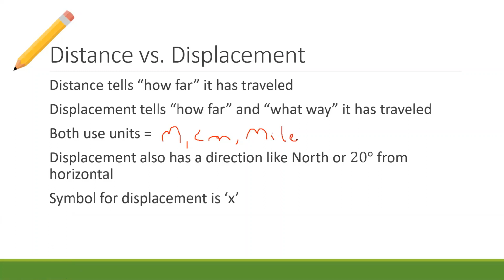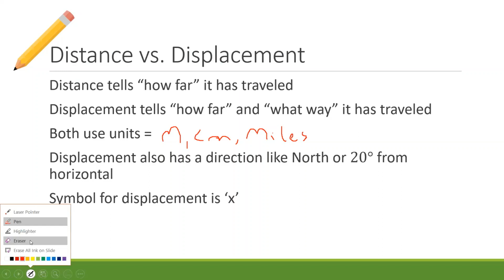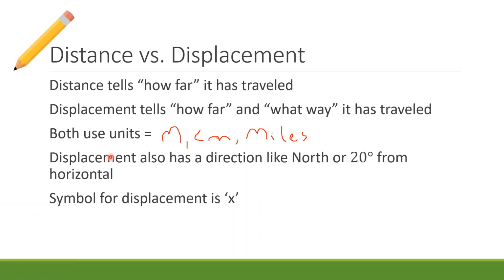It doesn't have to be kilometers, and not only are these all measures of distance, these are also all measures of displacement, because they both use the same units. Displacement also has a direction, so you might say north, or 20 degrees from the horizontal, or west, or east, or left, or right, or down.